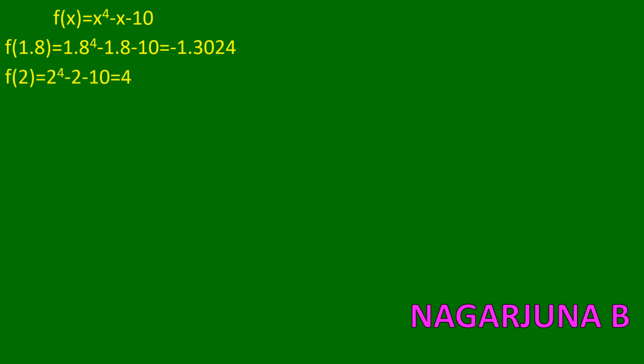First find f of 1.8. So f of 1.8 is equal to 1.8 to the power of 4 minus 1.8 minus 10, which gives the value minus 1.3024 upon rounding off to 4 significant digits. Next find f of 2, and it will be equal to 2 to the power 4 minus 2 minus 10, which is equal to 4.